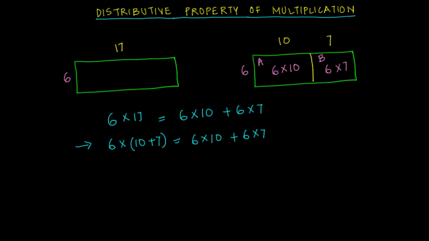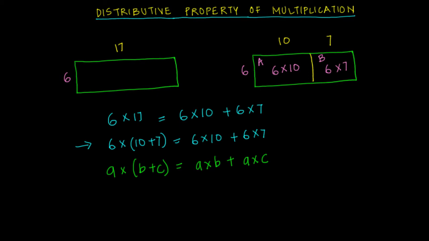We can actually generalize this by saying if we have A times B plus C, we can rewrite this as A times B plus A times C. And we can see here from these two rectangles why this works, because the area of this is the same as the area of these two rectangles put together.